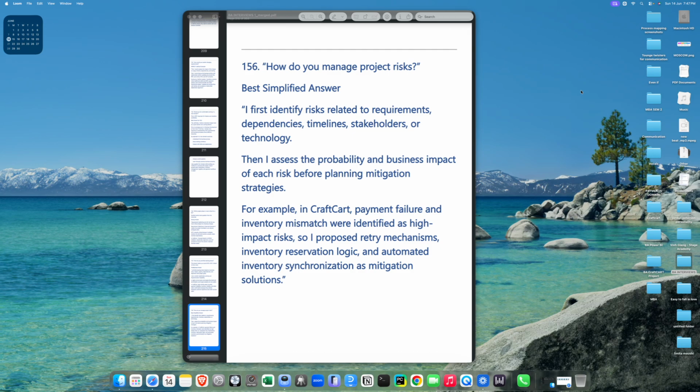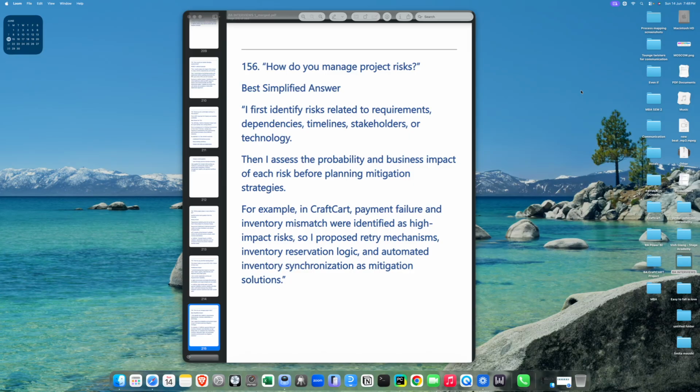So for example, in CraftCart, payment failure and inventory mismatch were identified as high impact risk, because if payment failure and inventory mismatch are happening, normally the customers would not come back to the site again. So that was a very big high impact risk. So I proposed retry mechanisms, inventory reservation logic, and automated inventory synchronization. These are my mitigation strategies to make sure that the risks are being resolved.